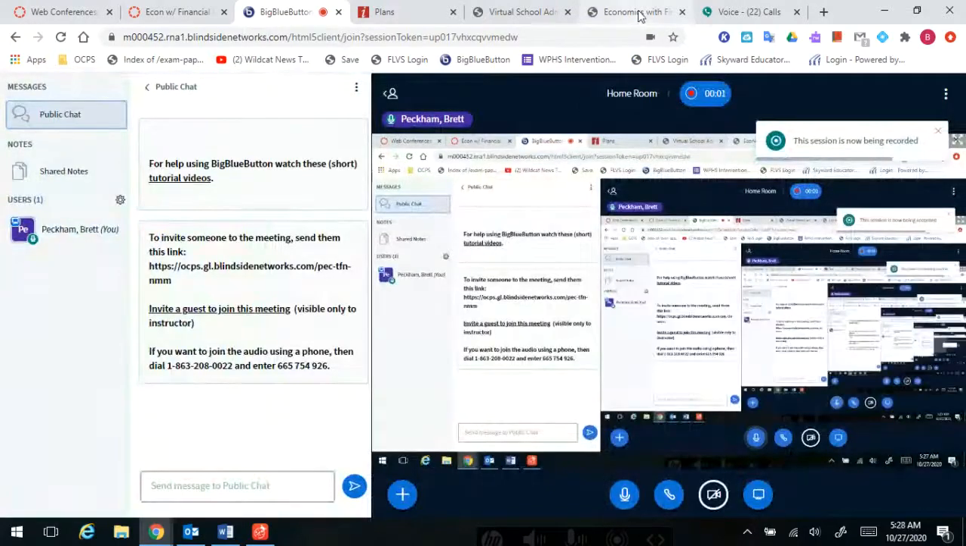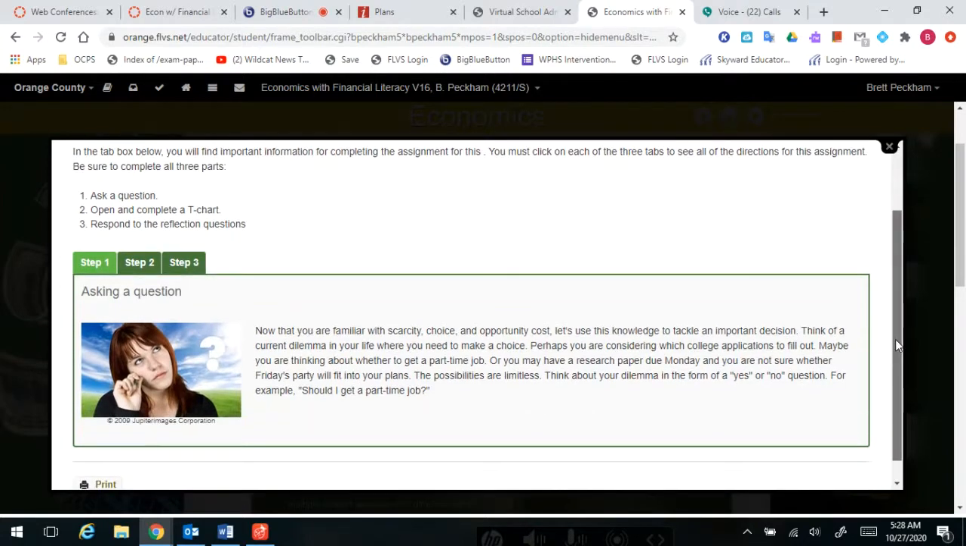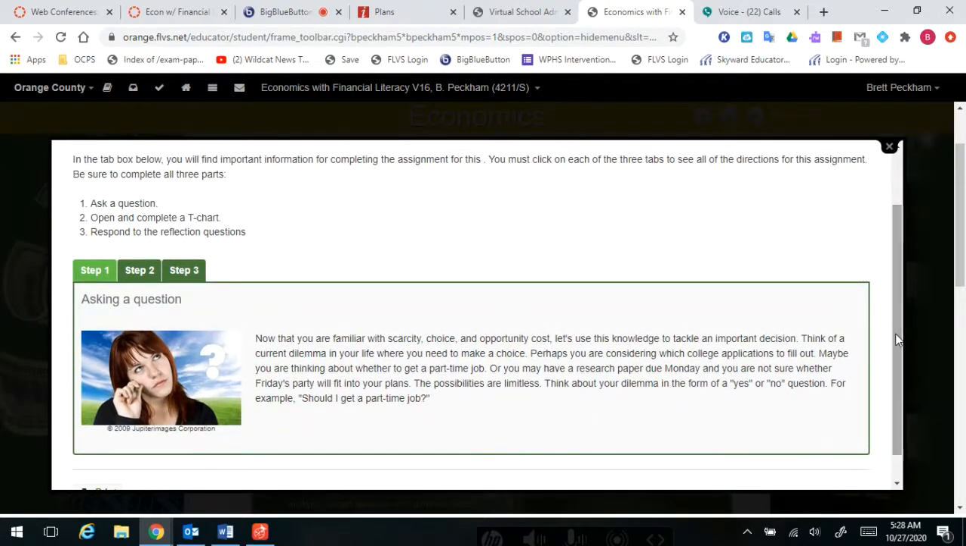So today we're going to take a look at 1.03, "Why I Can't Have It All" assignment, and we'll walk through how to complete it. So basically what you're going to have to do here is three steps. You're going to ask yourself a question and create a T-chart based on that question. You're really trying to look at the difference between scarcity, choice, and opportunity cost based on that question.